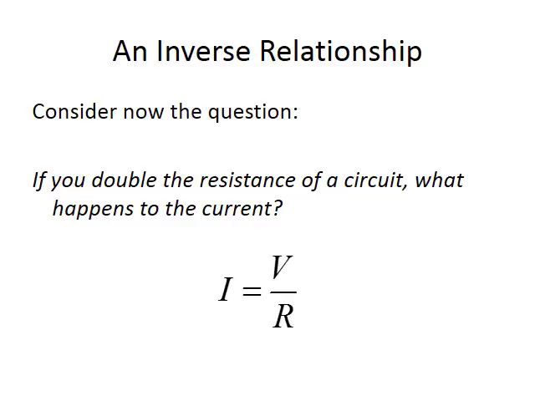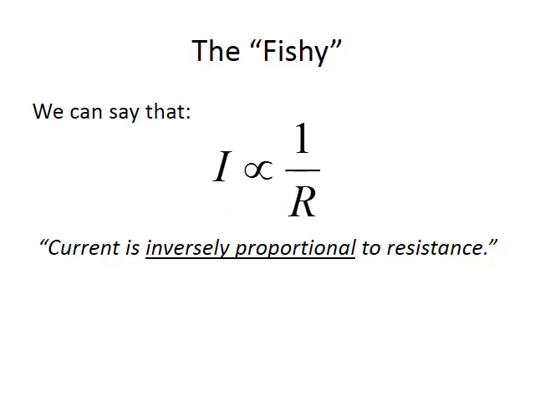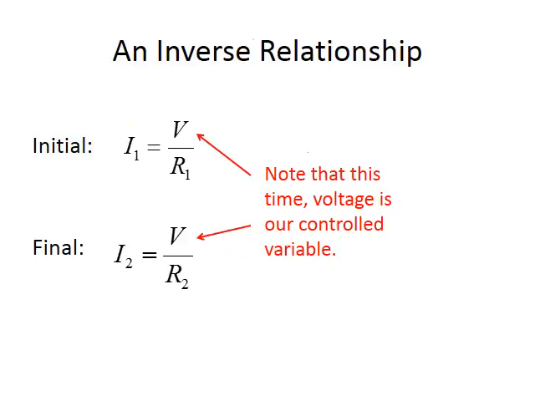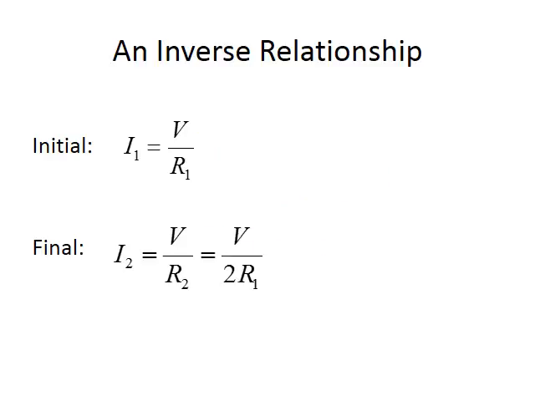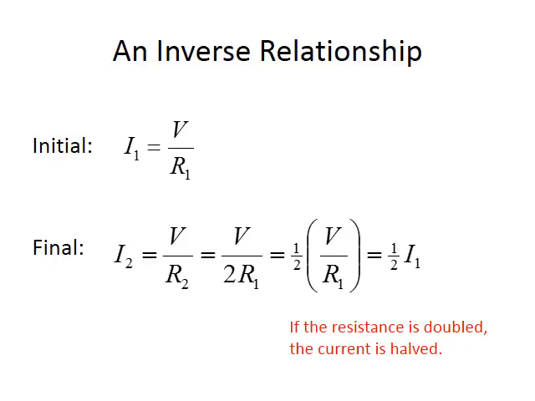Consider now the question, if you double the resistance of a circuit, what happens to the current? In this case, current is inversely proportional to resistance. When we set everything else in the equation, that V, equal to 1, the resistance stays in the denominator there. You want to show this algebraically. This time, voltage is the controlled variable. Change your resistance. Factor that 2 out the front. It stays in the denominator, so that if the resistance is doubled, the current is halved. I2 is 1/2 of what you had before.